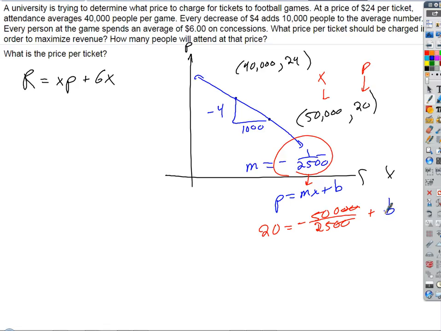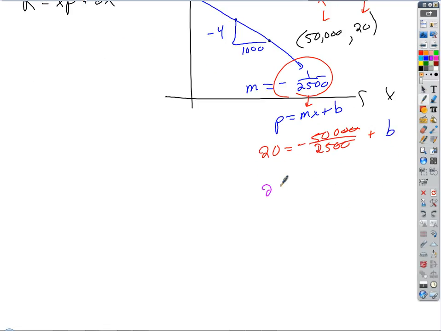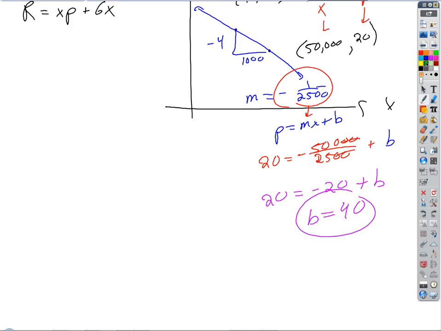So then that gives us 20 equals negative 20 plus B. So B equals 40. And if I plug both those things back in there, I'm just going to get P of X equals negative X over 2,500 plus 40. And I can just feed that right back up in there, okay?